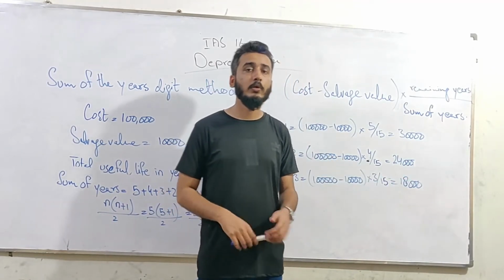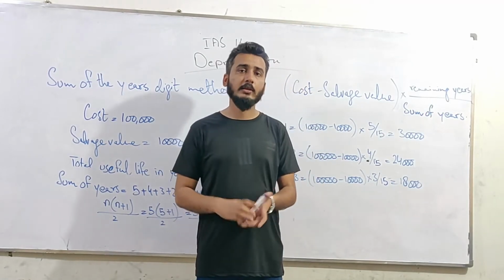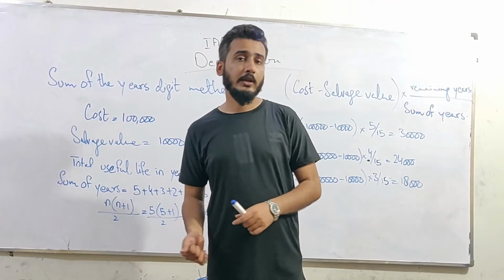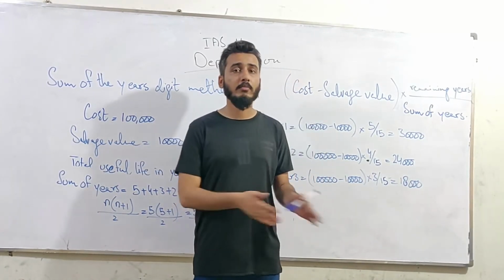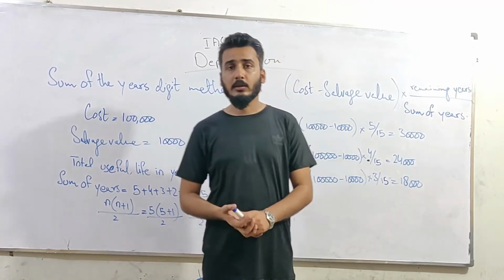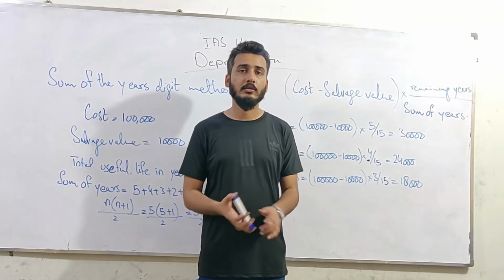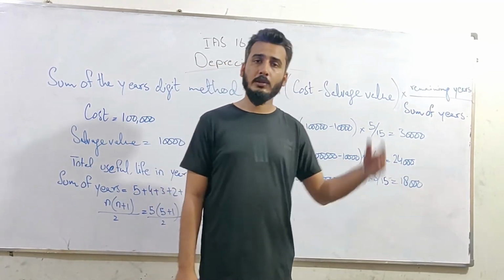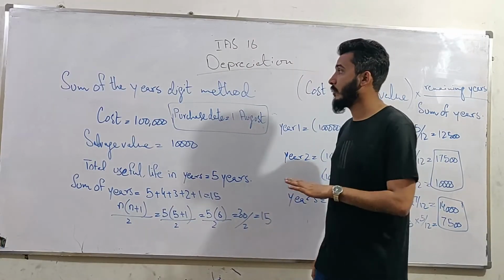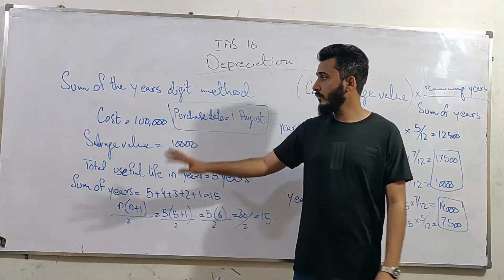And we will have 18,000. So this was about the sum of the years digit method, but there is one more thing: when the months factor should be changed, if we purchase the machine in the middle of the year, how would we calculate the depreciation of that? That is a little more complex than the other depreciation methods. So let us move forward to that topic. Okay, so while discussing the sum of years, we have a little change in this question; the question remains the same.